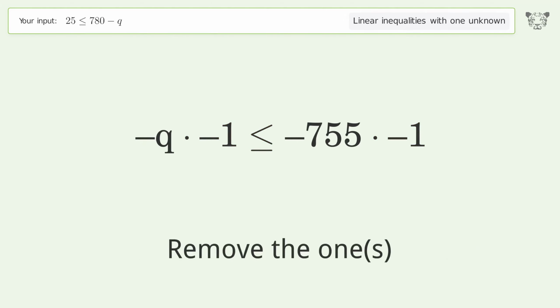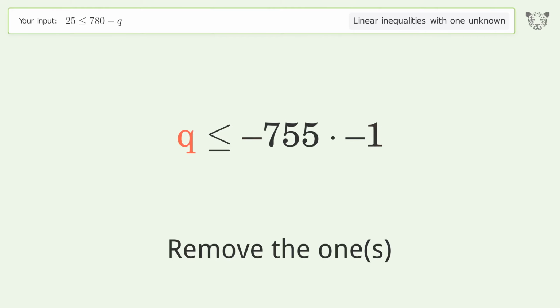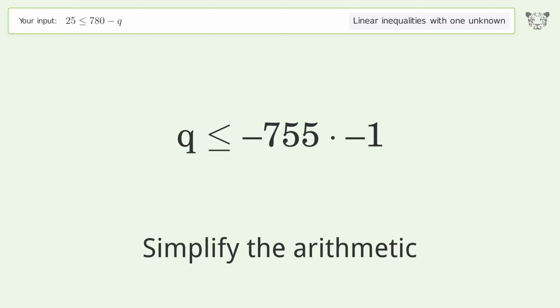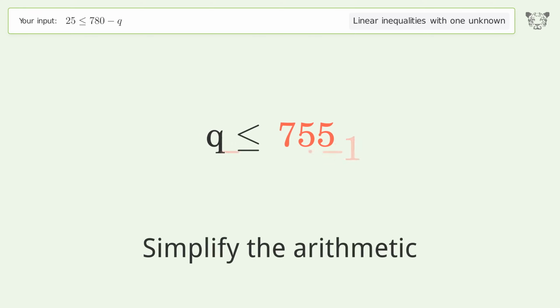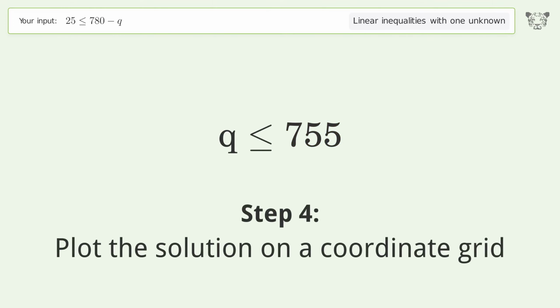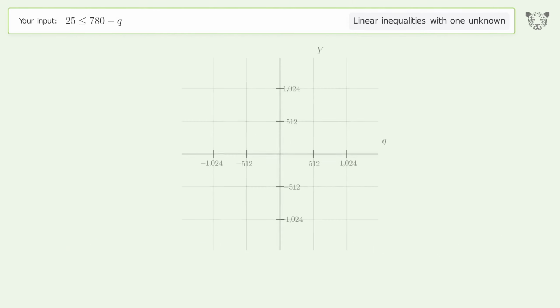Remove the ones. Simplify the arithmetic. Plot the solution on a coordinate grid. And so the final result is q equal or smaller than 755.